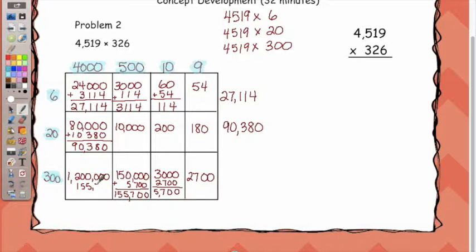Pretty big numbers, aren't they? Okay, so on this partial product, I got 1,355,700. Is that what you got? Yes. Now we have to add those three partial products.